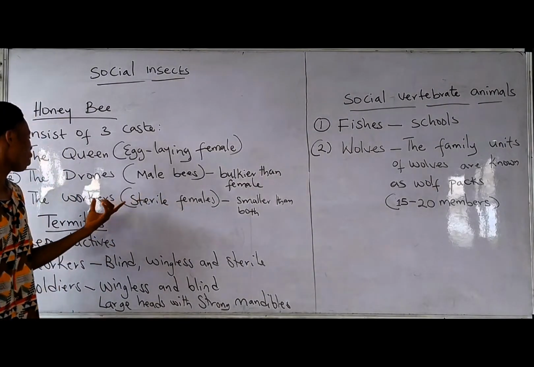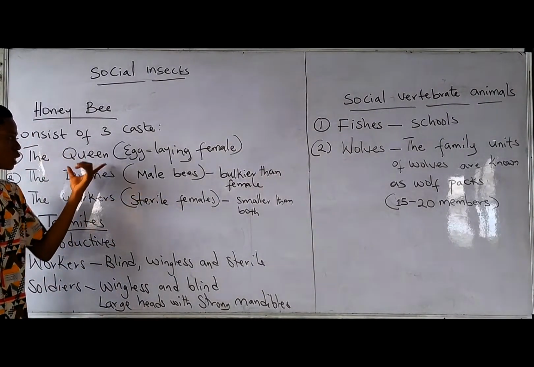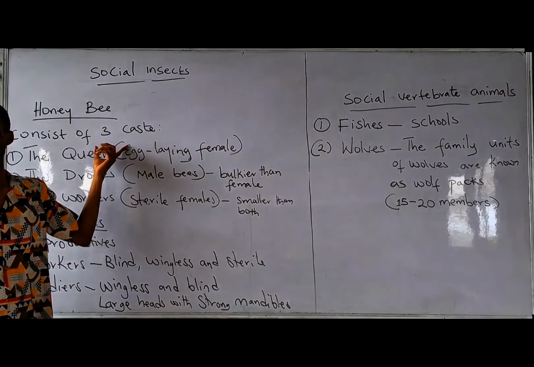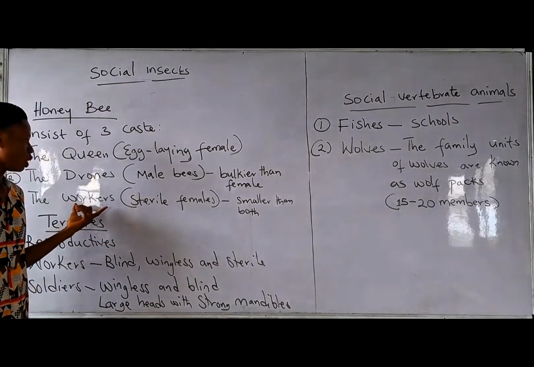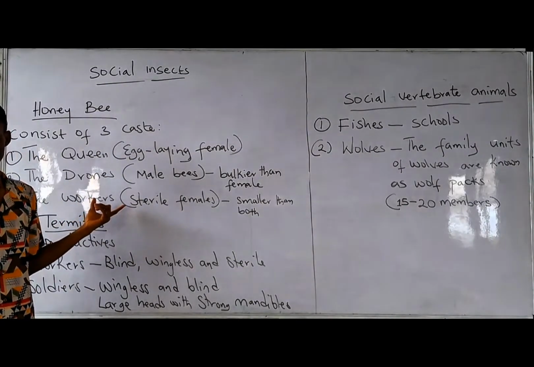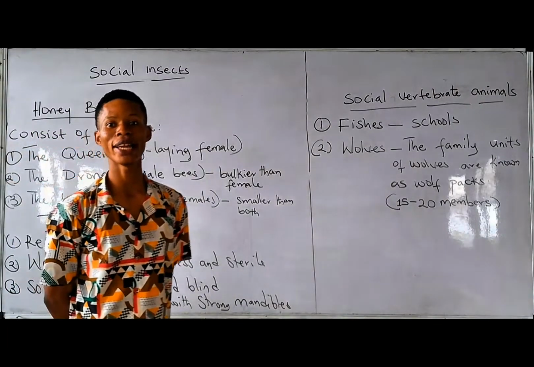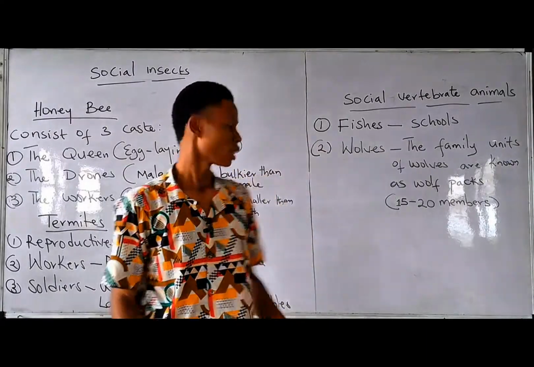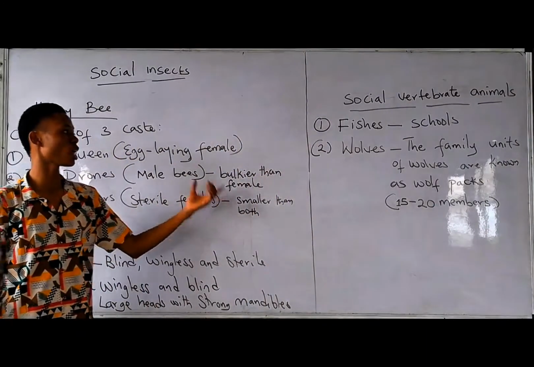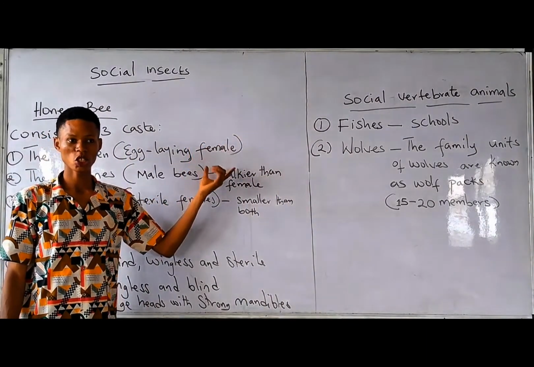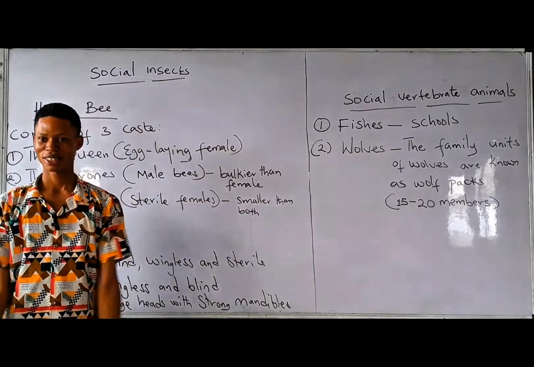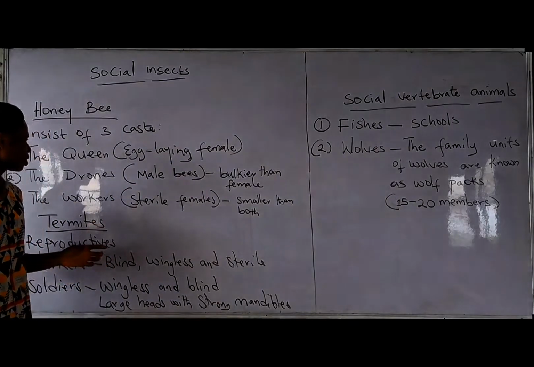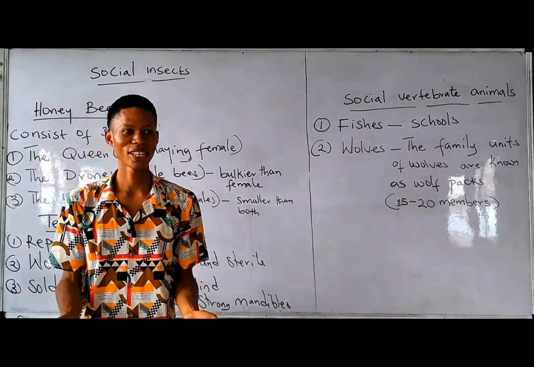That's one of the differences between the workers and the queen. They are both females, but the queen is an egg-laying female. The workers are still females, but they are sterile. They cannot lay eggs. They are not fertile. That's what it means to be sterile. They are sterile females, and they are smaller than the queen and the drones. They don't have children. They are barren.